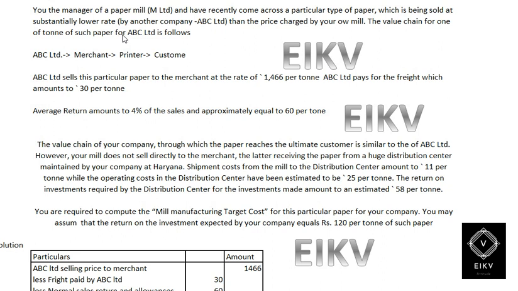The value chain of ABC Limited per ton of such paper is as follows. From ABC Limited, the paper goes to merchants, from merchants to printers, and from printers to customers. ABC Limited sells this paper to the merchant at the rate of 1466 per ton. ABC Limited also pays for the freight, which amounts to 30 per ton. The average return amounts to 4% of the sales, approximately equal to 60 per ton.